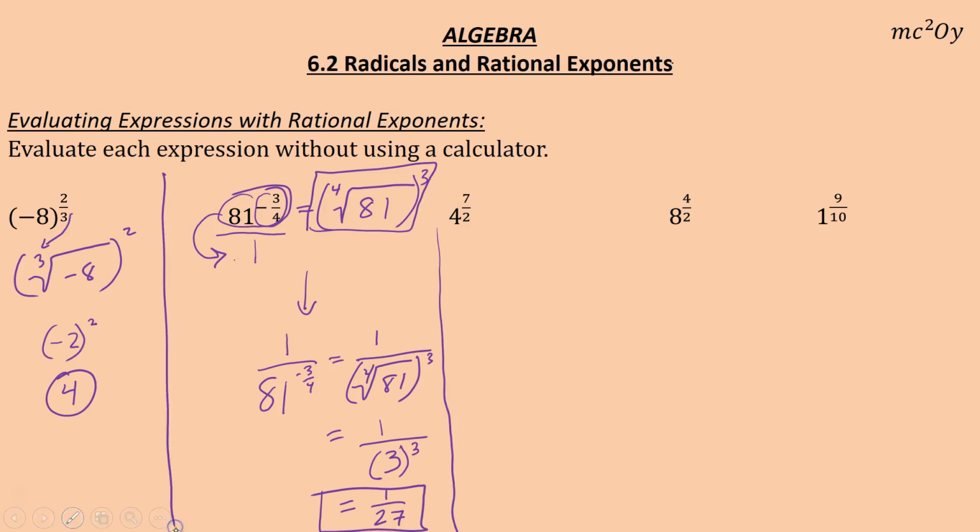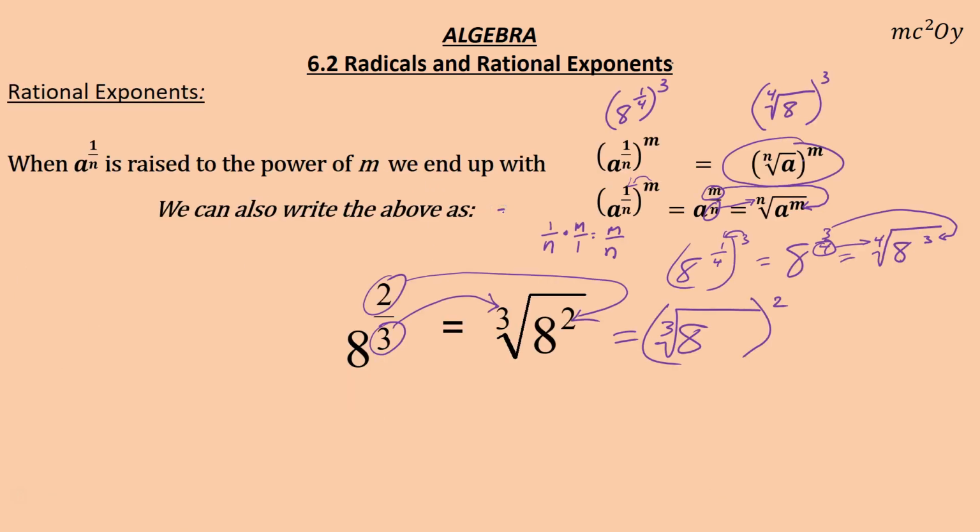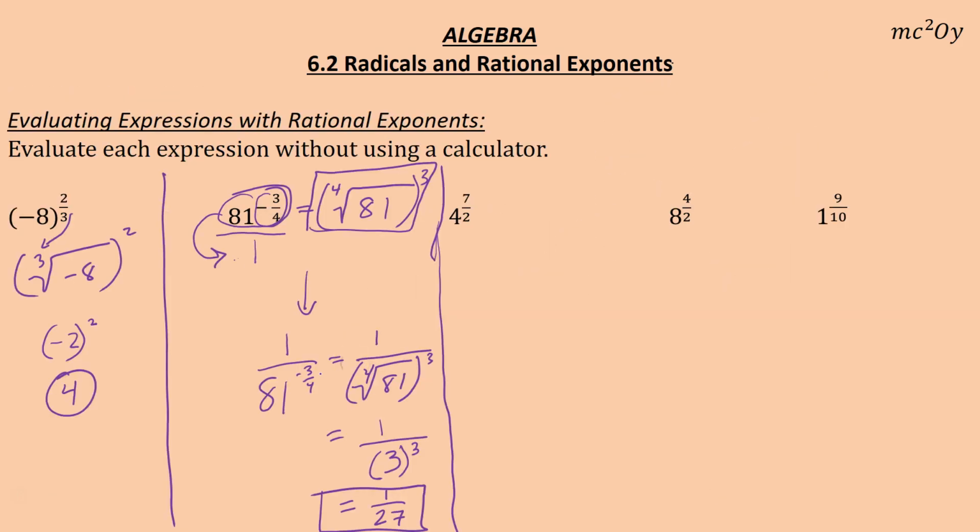Okay, let's separate these with some lines here. Okay. 4 to the 7 halves. Well, I'm going to go ahead and write that out. Right. So that's going to be equal to the square root of 4 all to the 7th. Notice you could write the square root like that, or you could just not include the 2. Okay, the square root of 4 is 2. And 2, that should be to the 7th power.